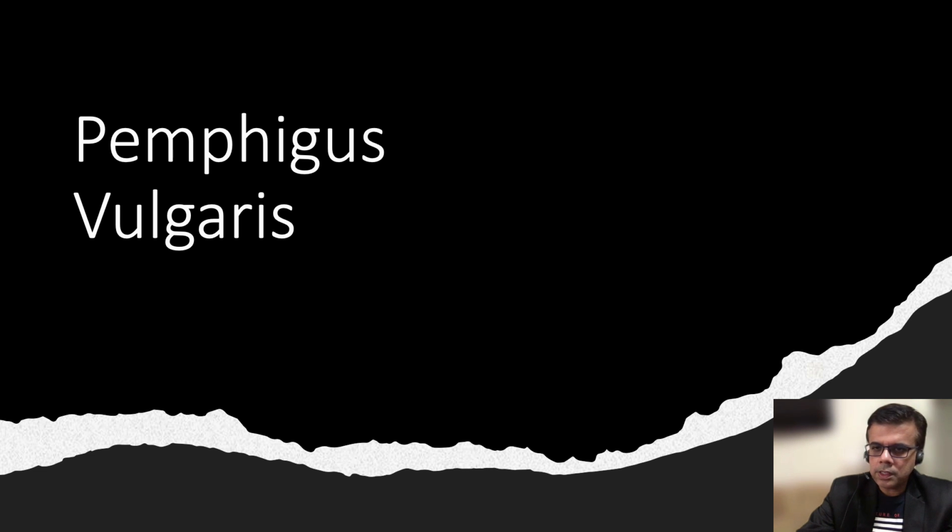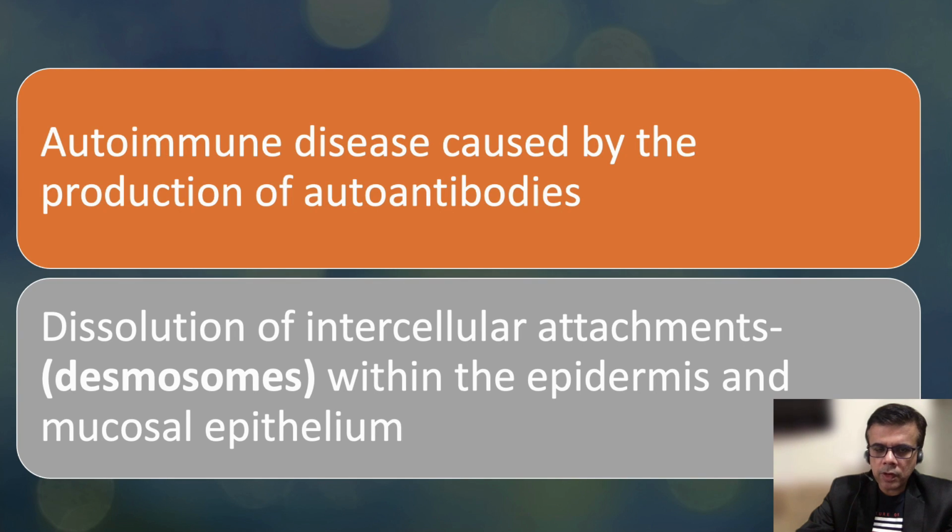Today we are going to discuss an important dermatological lesion, that is Pemphigus vulgaris. It is a very high-yield topic, so please stay tuned. What is Pemphigus vulgaris? It is an autoimmune condition. Mind it, it is an autoimmune condition.